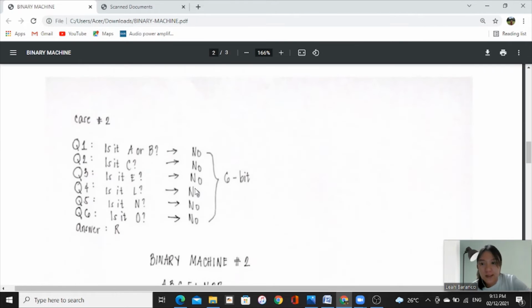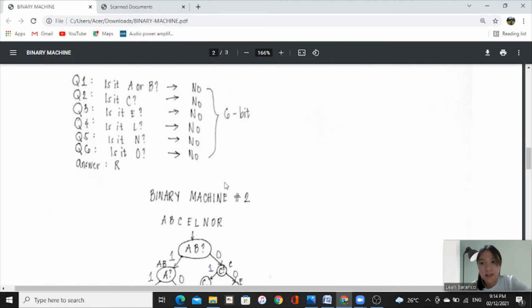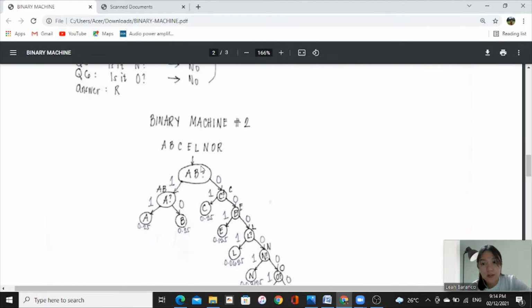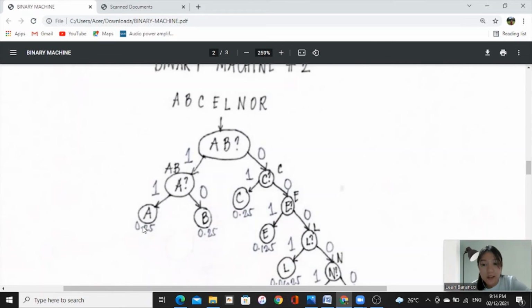For case 2, which is our second binary machine, we have 6 questions, which is equal to 6 bits. The first question is, is it A or B? So if it is true, then it would ask if the value is A. And if it also is true, then A would have a probability of 0.25. And if it is false, then the answer would be B with a probability also the same as A, which is 0.25.